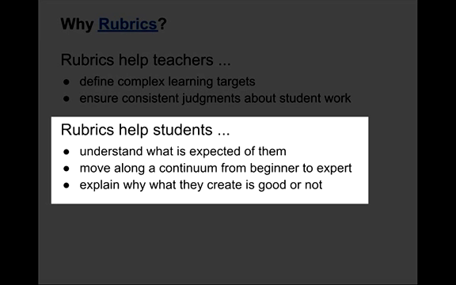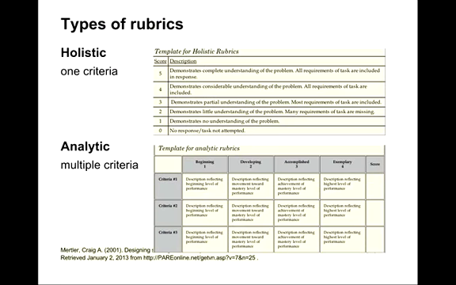It can help students understand what we are expecting them to do. It can help them see how they can move from being a beginner to an expert. And it can help them explain why what they create is good or not good. Let's look at some of the types of rubrics. Holistic rubrics are rubrics that focus on one criteria, whereas analytic rubrics can focus on more than one criteria.